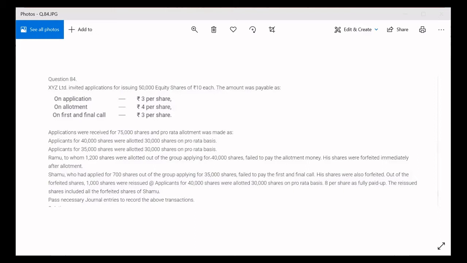Out of the forfeited shares, 1,000 shares were reissued at rupees 8 per share, fully paid. The reissued shares included all the forfeited shares of Shamu. Pass necessary journal entries to record the above transactions.